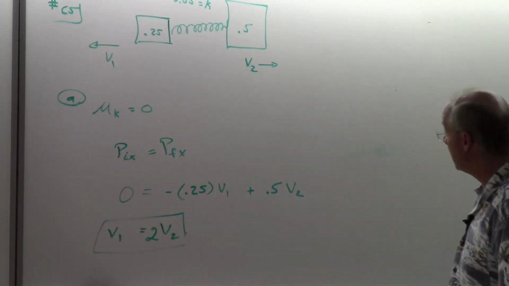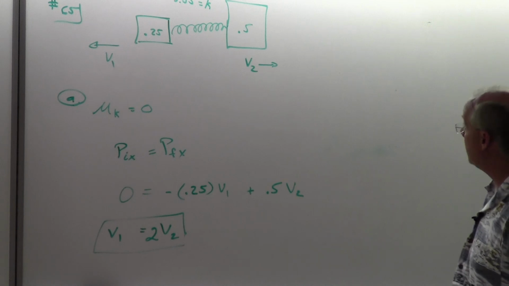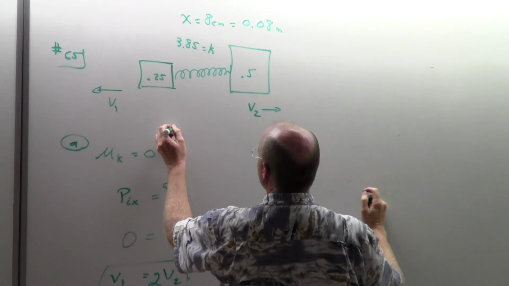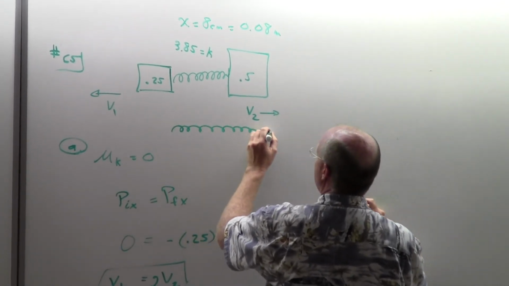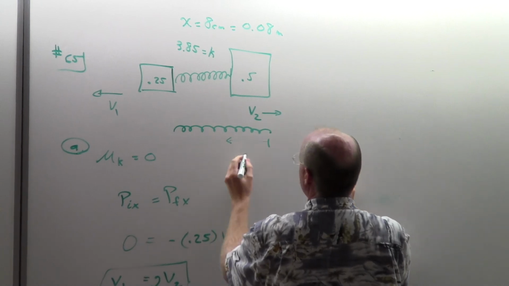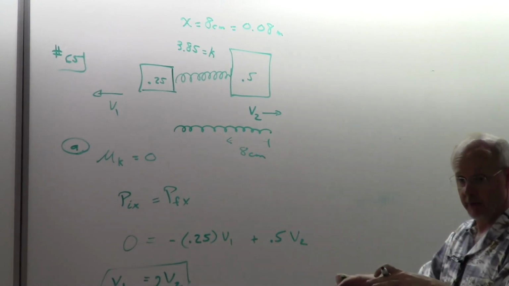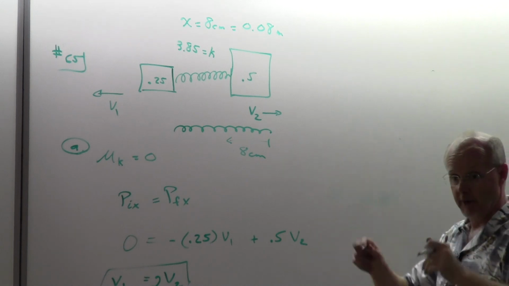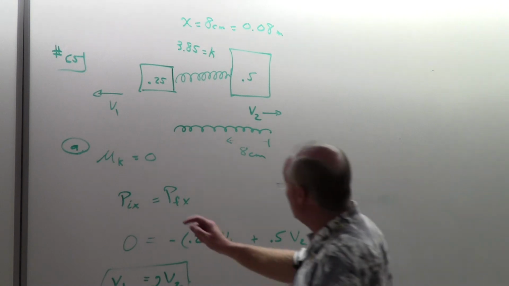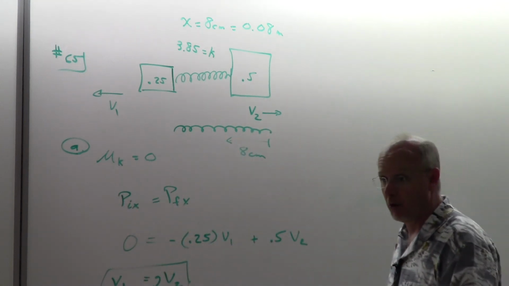Where does X come into that drawing? That's how much the spring has been compressed. So the spring started out like this, and then it's pushed in 8 centimeters, and then held. And then you let go of it. So that's what I was saying earlier, that step A is really a conservation of momentum.